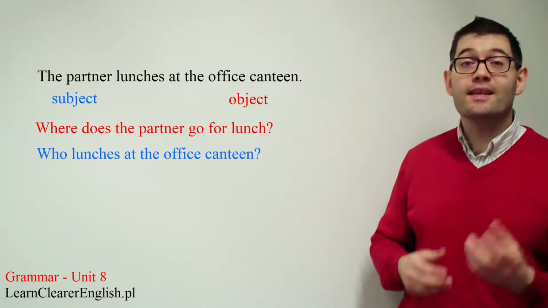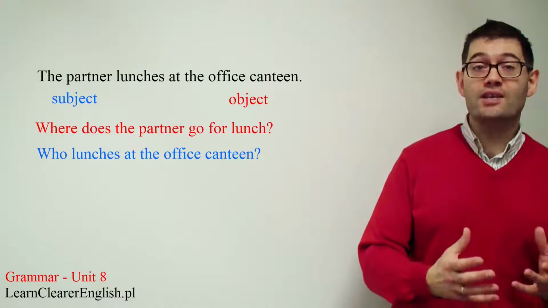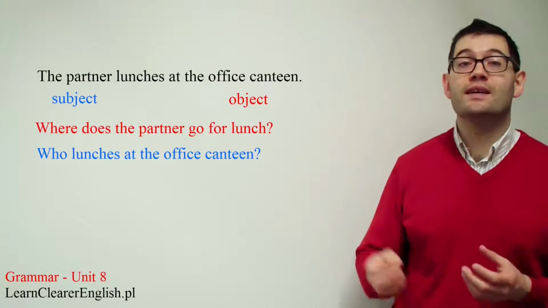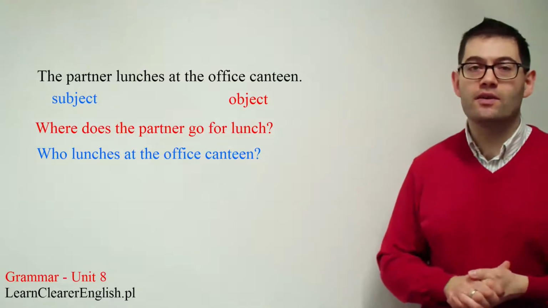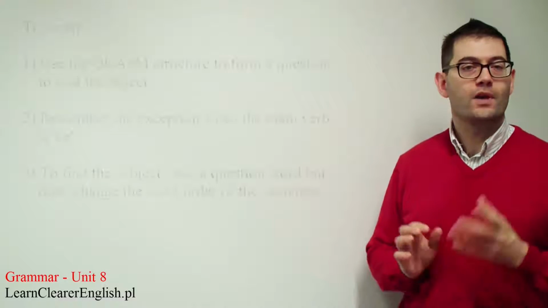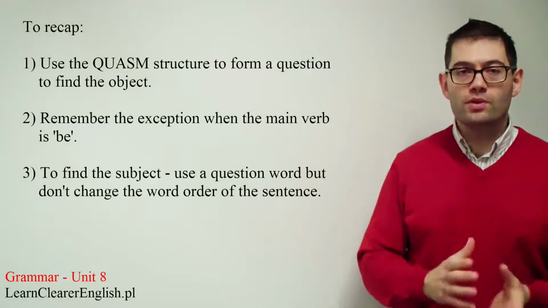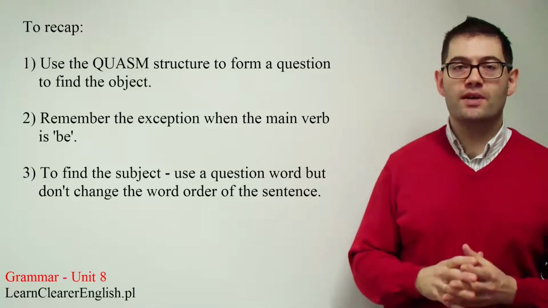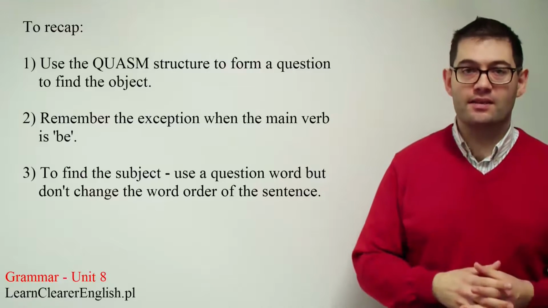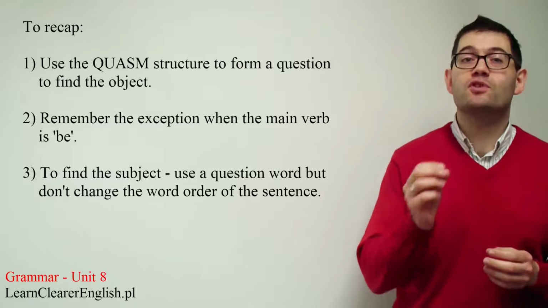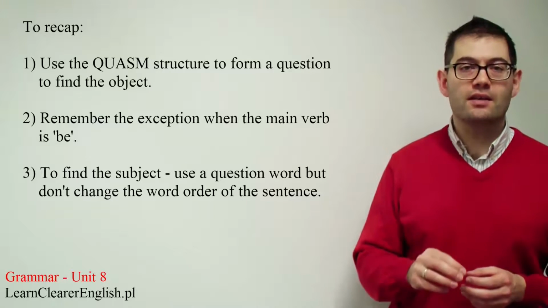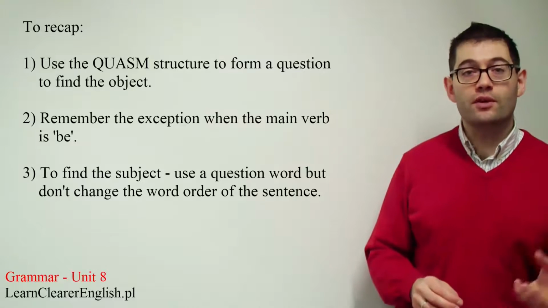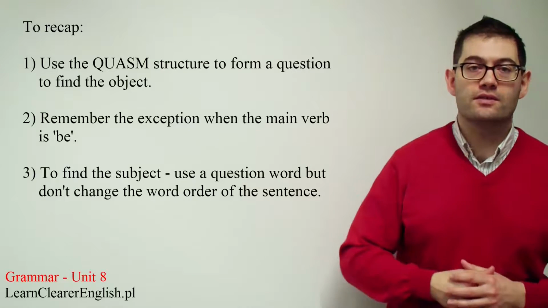So we can see that the structure of the question changes depending on whether we want to find out the subject or object. And this is something that we have to bear in mind. Okay, let's recap. Use the QUASM structure to correctly form a question to find out the object of a sentence. And remember the exception regarding be as the main verb. To find the subject, use a question word, but don't change the word order of the sentence.